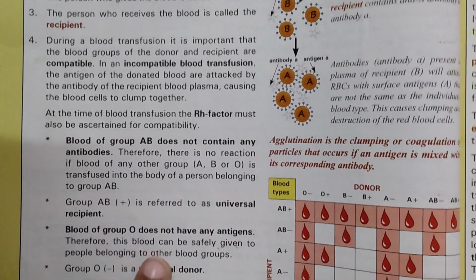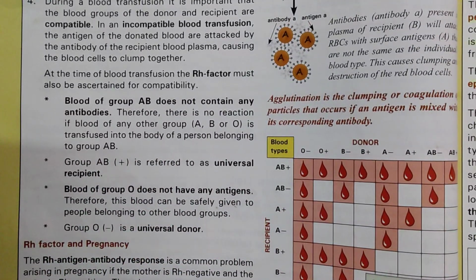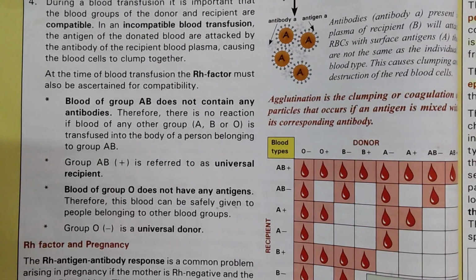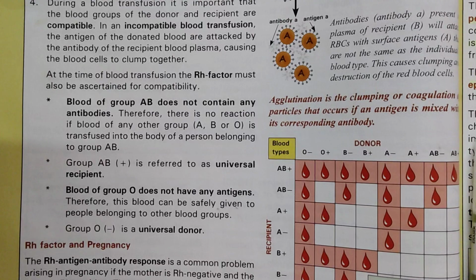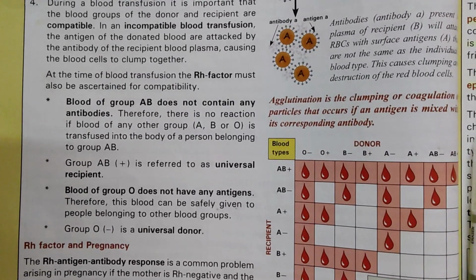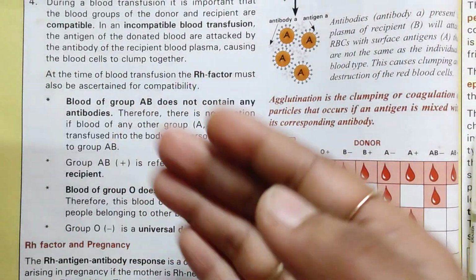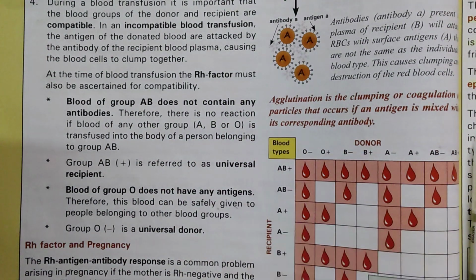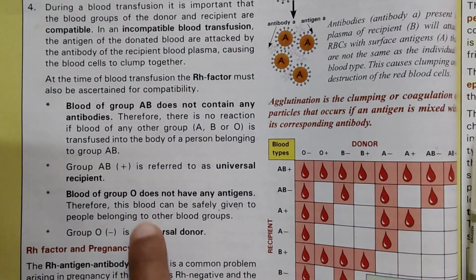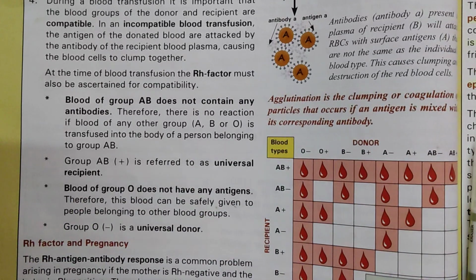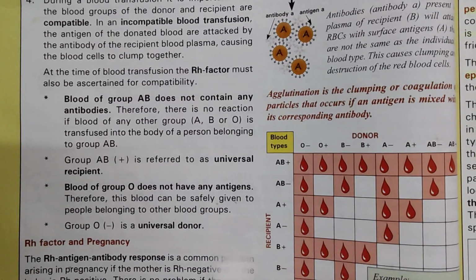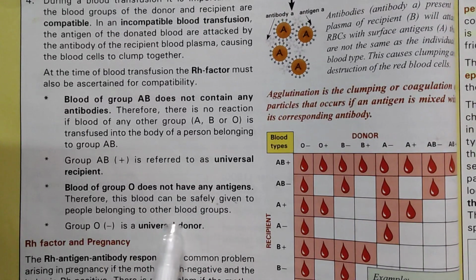Group AB positive is referred to as universal recipient. Already I have stated why: there is no antibody against any blood group, so everyone can do blood transfusion to this particular group, AB. But O has both the antibodies, because it does not have any antigen. Therefore, this blood group can be safely given to people belonging to other blood groups.